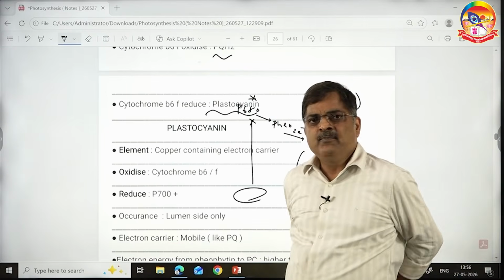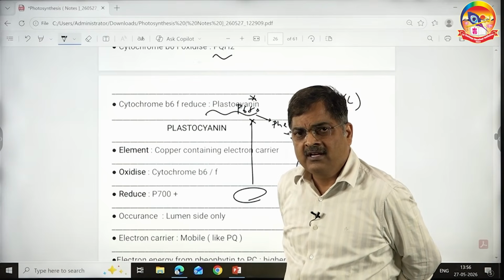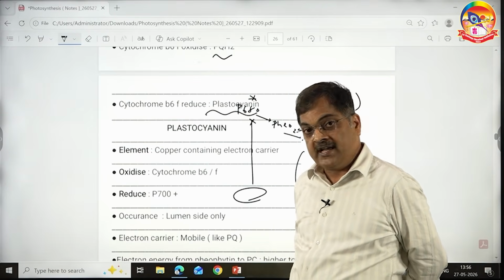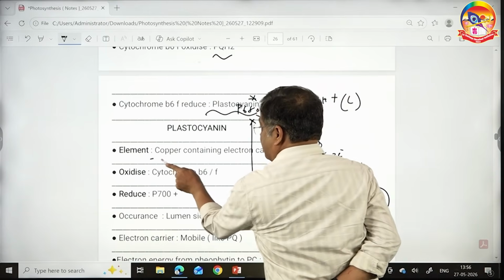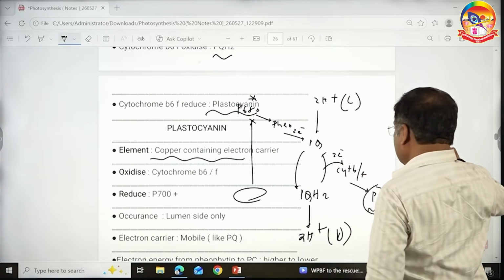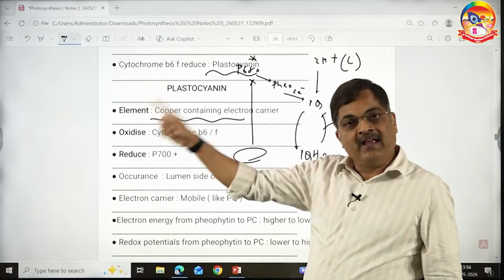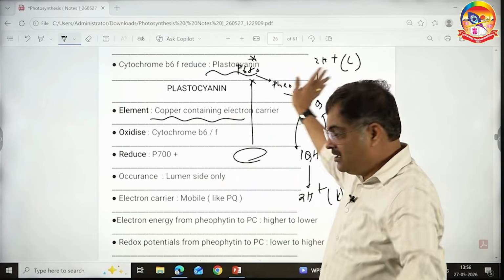Plastocyanin, hemocyanin, gastropods, blood pigment, blue. Yes. So plastocyanin is a copper-containing electron carrier. Why did I bring up hemocyanin? Just like that, copper here, also copper in that way. So it's not that related to that.